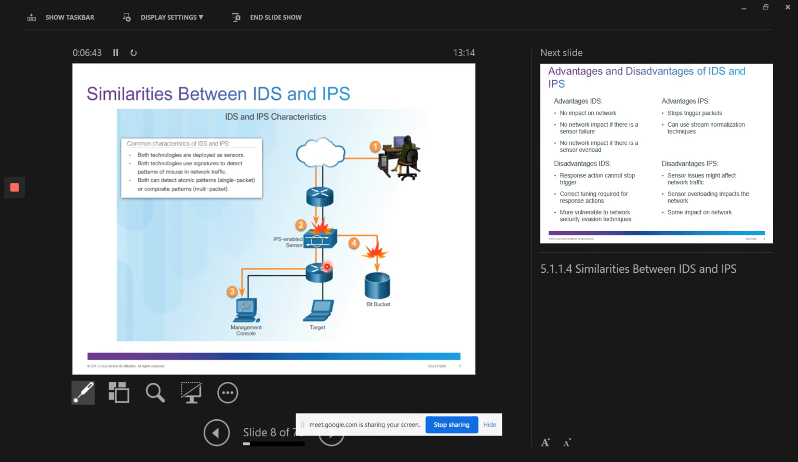Both technologies use signatures to detect patterns of misuse in the network traffic. Both can detect atomic patterns, like a single packet, and also composite patterns, which are multiple-packet attacks. So both technologies can detect both atomic and composite patterns.